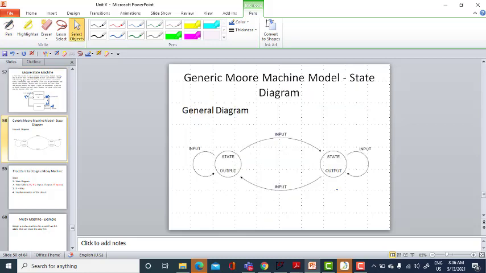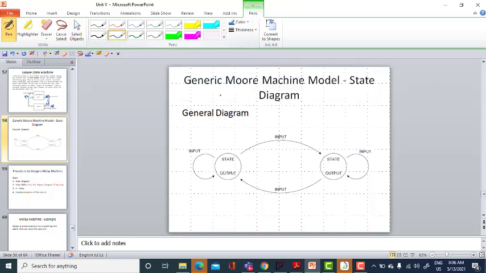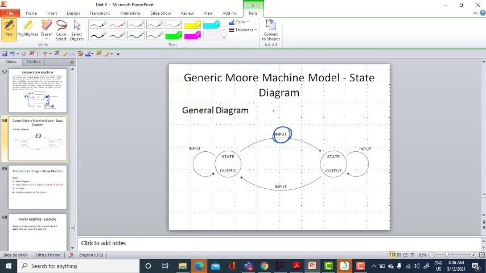And the generic Moore machine model is represented here with the help of a state diagram. The difference between the Mealy and the Moore machine is that between the state transitions, you will represent only your input, not your output. In the Mealy machine, you represent input slash output, but here you represent only the input. The output will be inside the state itself. You will represent the state and the output together.